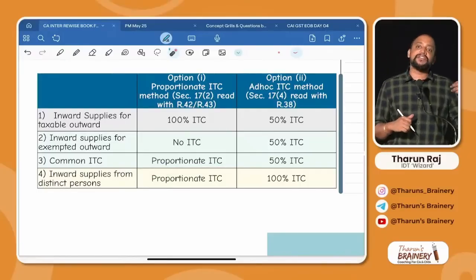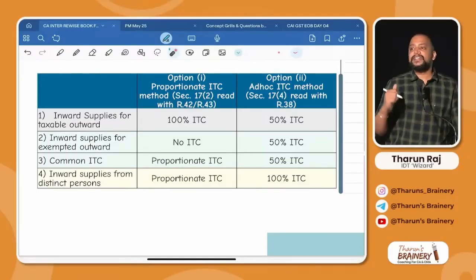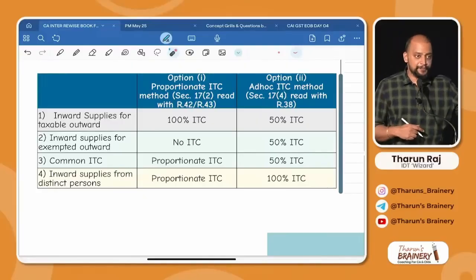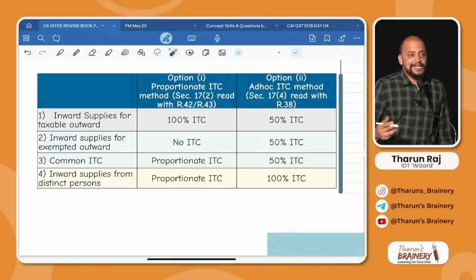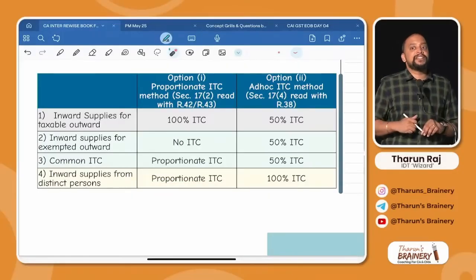Even if they are receiving inward supply from their distinct person, for example, HDFC Bank Tamil Nadu receives service from HDFC Bank Karnataka, can they take full ITC in that case? No, it's a common ITC, so only proportionate they will take. Understood? This is under which method?